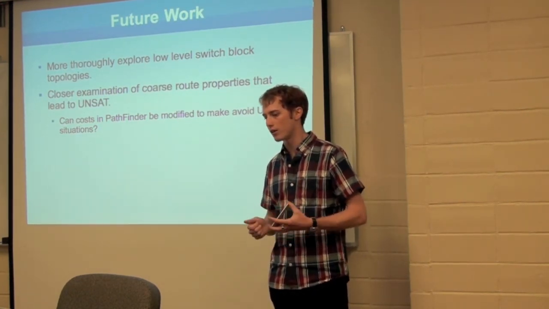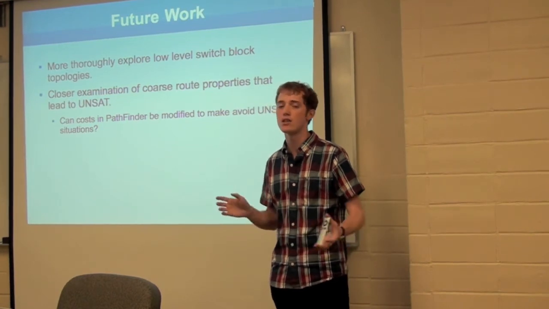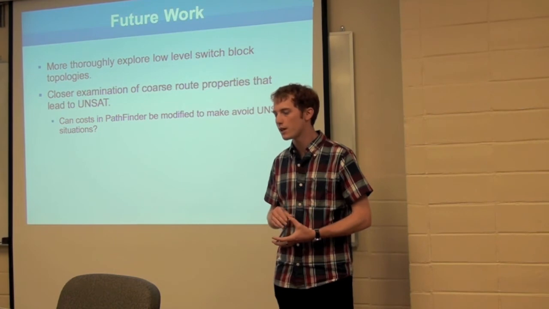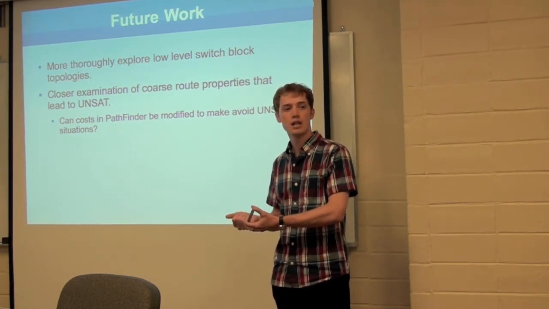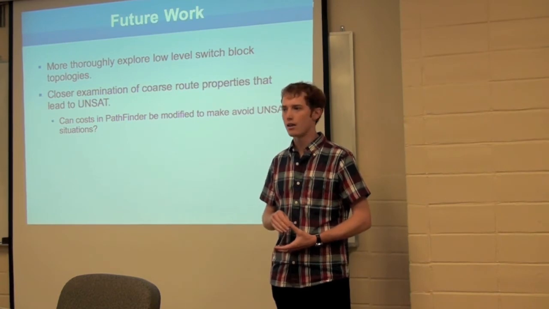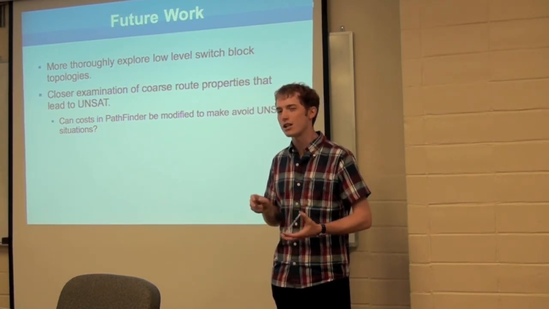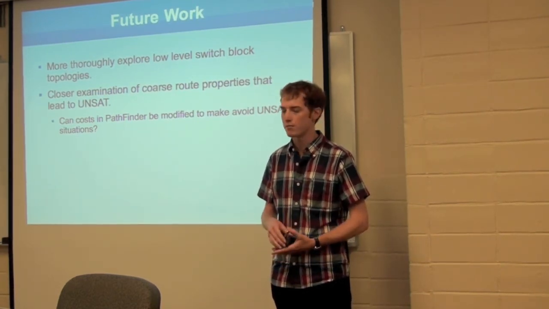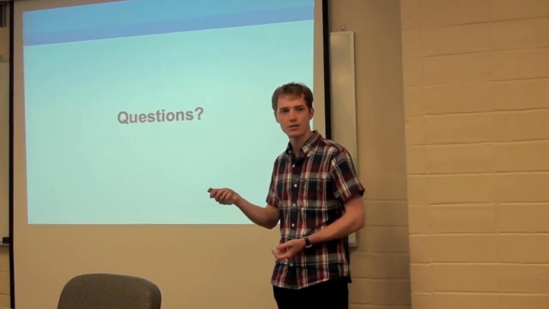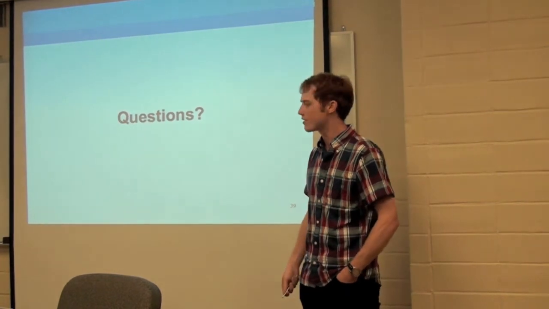Other than operating on the coarsened routing resource graph, we haven't made any changes to the costs in VPR PathFinder. So we think maybe we could make some changes to those and make it aware of whether it's generating coarse routings that are likely to be SAT or unsat, and hopefully get better results that way. So that's it for the talk. I'll be happy to entertain any questions.